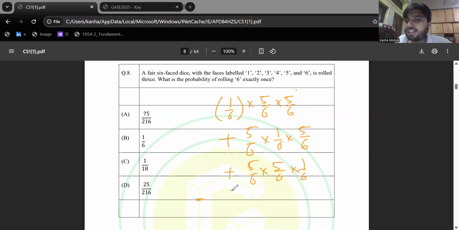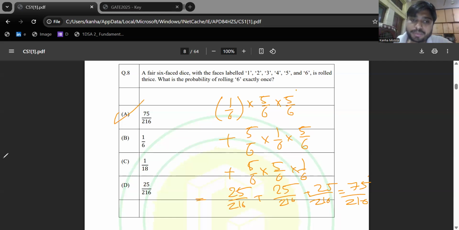So that is basically 25 upon 216 plus 25 upon 216 plus 25 upon 216. That is 75 upon 216. So that is the answer, option number A.